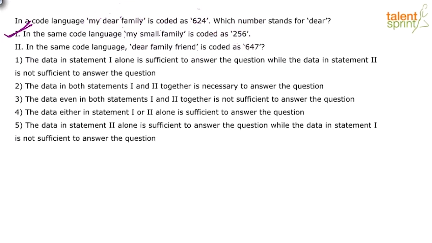Right? Look at statement 2 now. It says the dear family friend is coded as 647. So compare this with the statement in the question. Dear is common and family is common. Now the moment dear is common, you don't know what is the code for dear. It could be either 6 or 4. So statement 2 doesn't tell us what is the number that stands for dear, but statement 1 does. So your answer should be only data in statement 1 alone is sufficient.